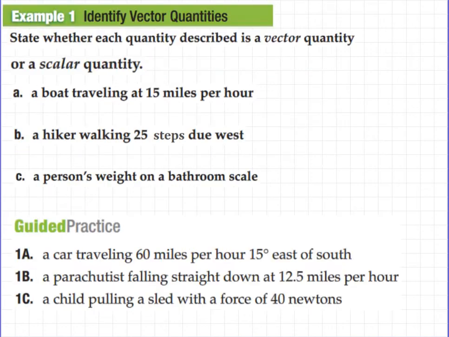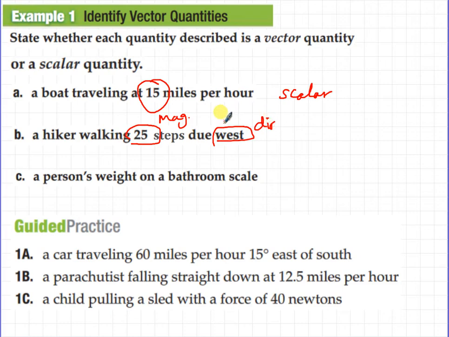Okay, let's take a few examples to see which are scalars and which are vectors. For example, here, a boat traveling 15 miles per hour. So this quantity is described by a number here, 15 miles per hour only. No direction is mentioned. So this quantity here is a scalar quantity. A hiker walking 25 steps due west. So 25 steps, this is magnitude. Due west, this is direction. So magnitude plus direction is vector quantity.